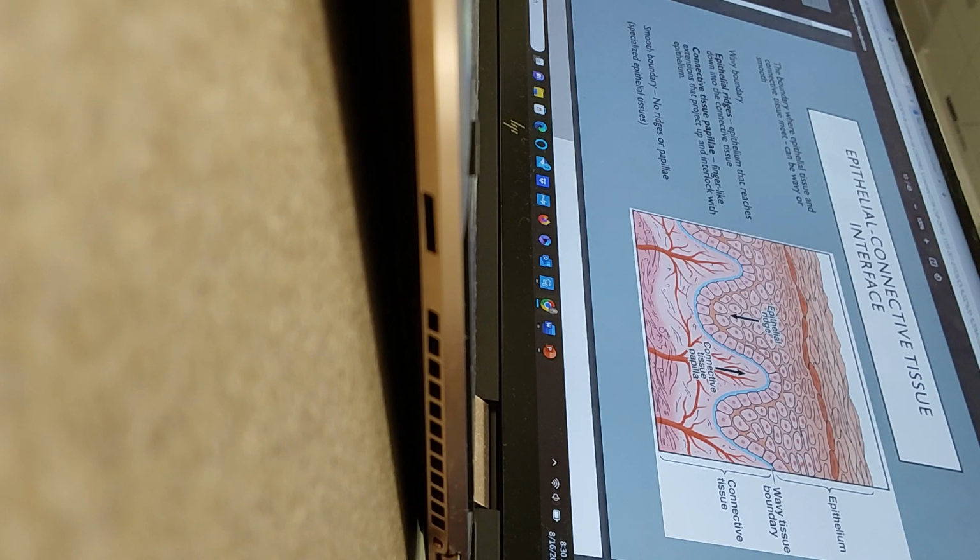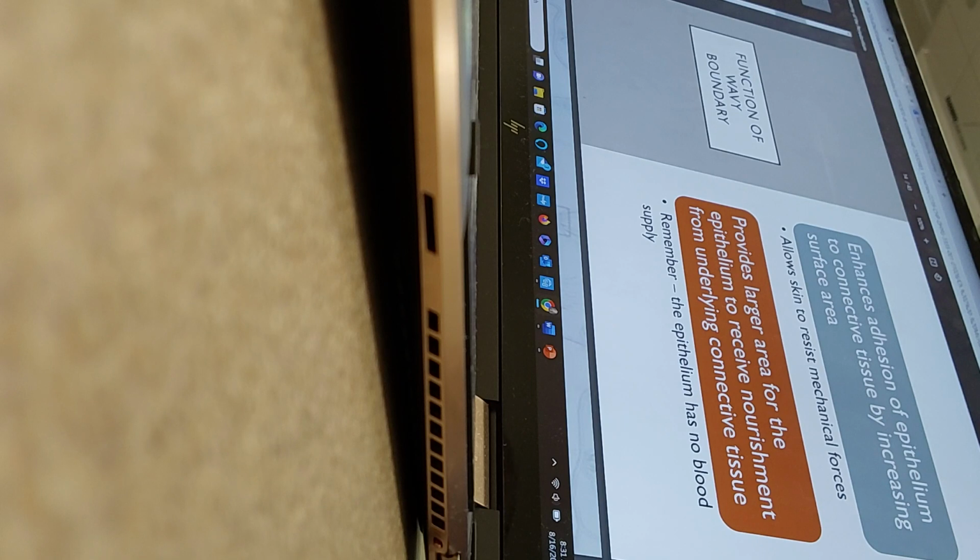And that is part of the periodontia. We have that in the periodontia. So here's the function of the wavy boundary. This is what I was talking about. It helps with adhesion of the tissues by creating surface area, allows skin to resist mechanical forces, and provides larger area for the epithelium to receive nourishment.